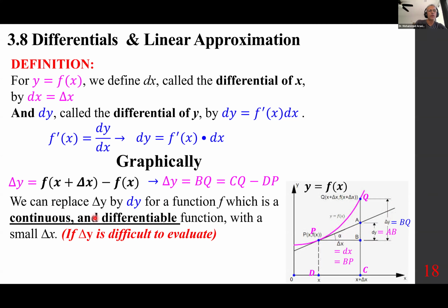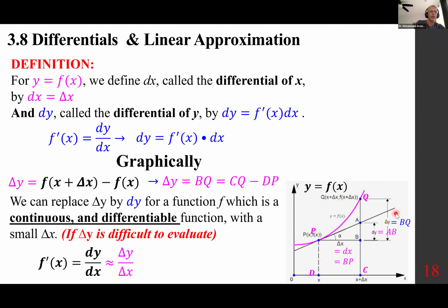However, we can replace delta y by dy for a function f which is continuous and differentiable, with a small delta x, if delta y is difficult to evaluate. Sometimes it's very difficult to evaluate delta y, and so we evaluate dy and we approximate it by that. Bear in mind, this has been blown up, so for the sake of observation; normally delta x is extremely small, and then dy and delta y become very close.